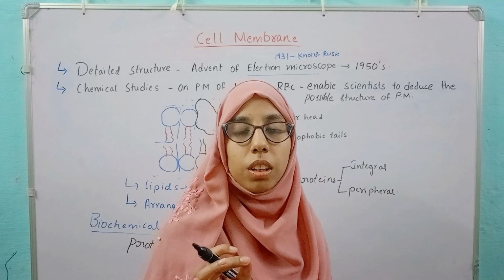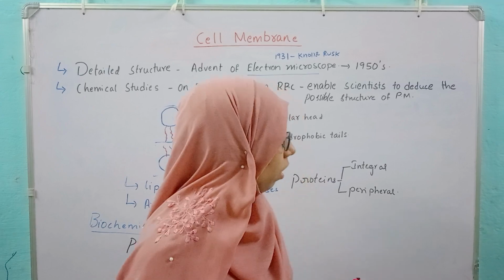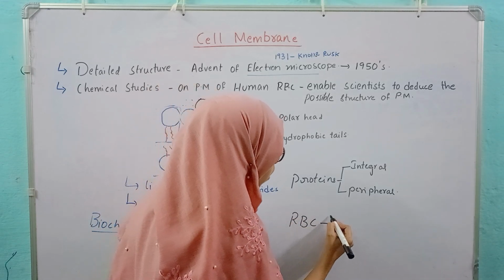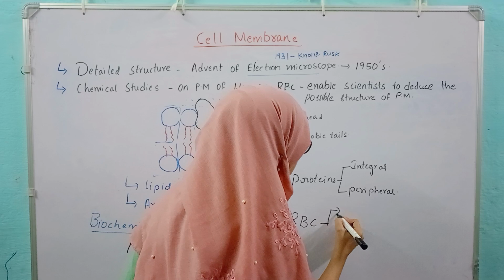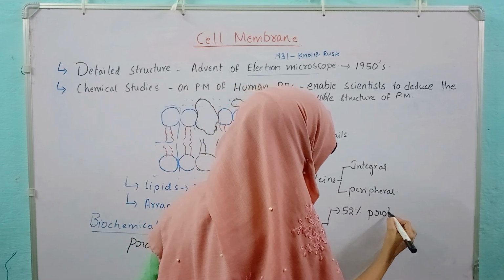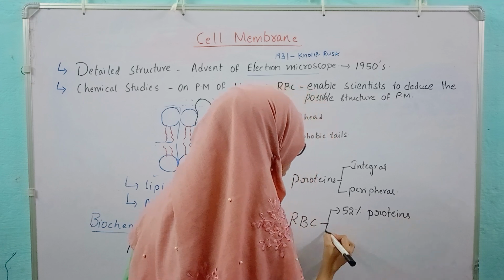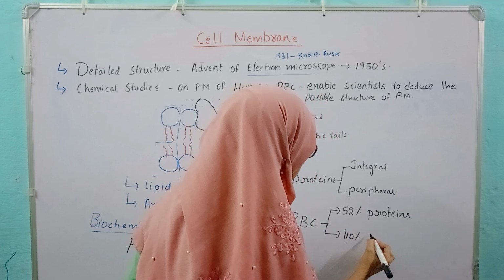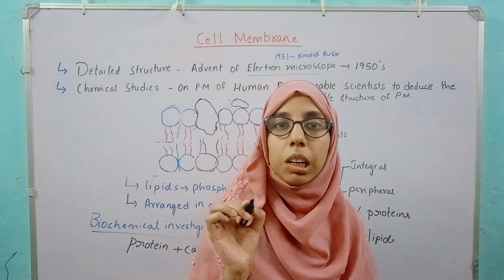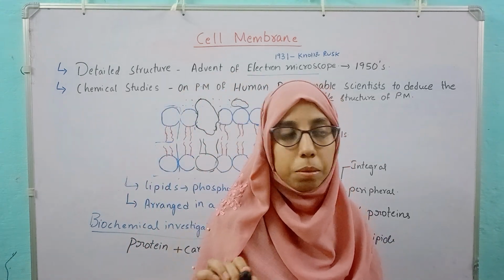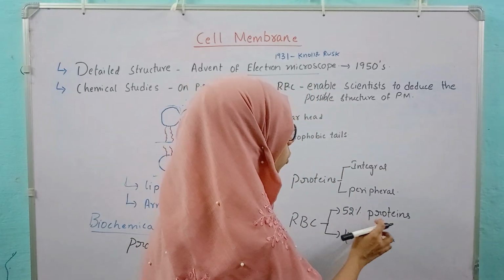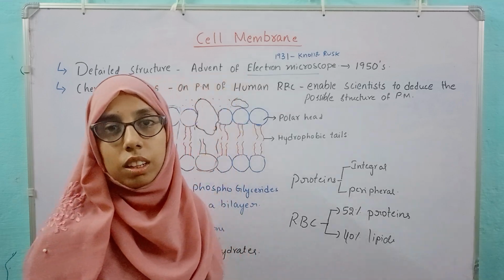In your NCERT book, one example is given: RBC. In the membrane of RBC, the membrane has 52% proteins and 40% lipids. The ratio of proteins and lipids varies in different cell types. It is not fixed. But in human RBC, it is observed that it is made up of 52% proteins and 40% lipids.